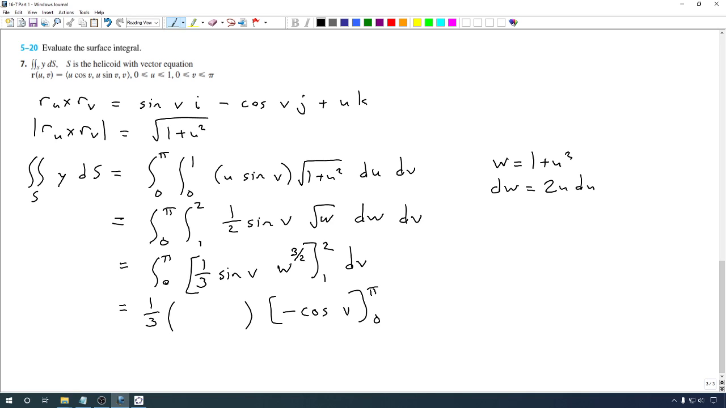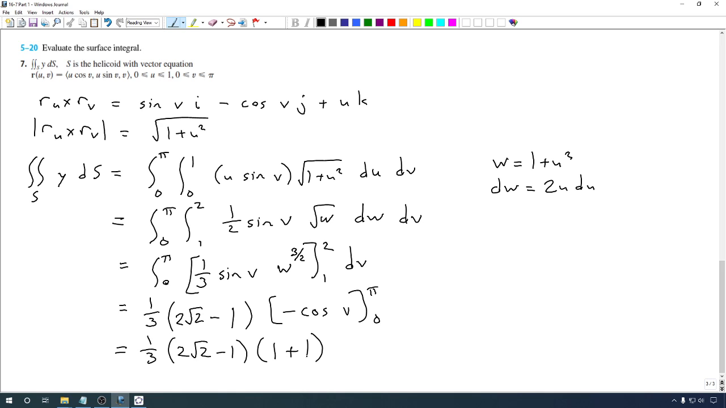The stuff involving the W to the 3/2, 2 to the 3/2 is going to be 2 square root 2. Then we subtract 1 to the 3/2, which is 1. When we evaluate cosine of V at pi, we get a negative 1. So we actually get a positive 1 because of the negative that's already there. Then we subtract a negative, so add cosine of 0. Let's just write this out. We have a 1, but then we subtract a negative, so add cosine of 0, which is a 1.